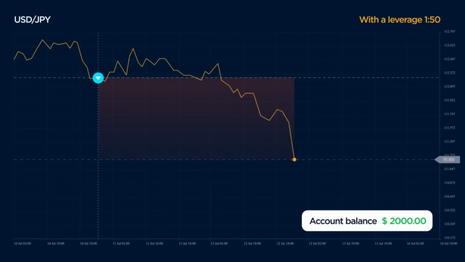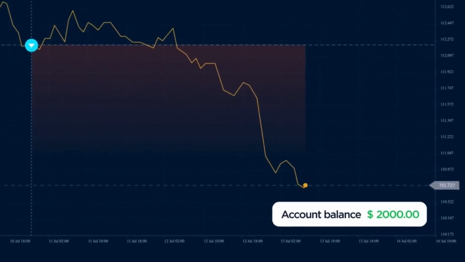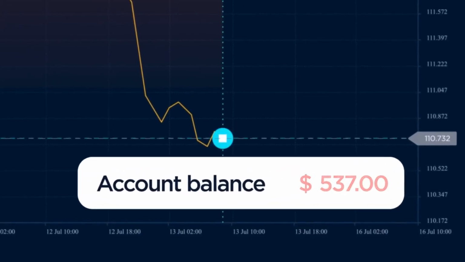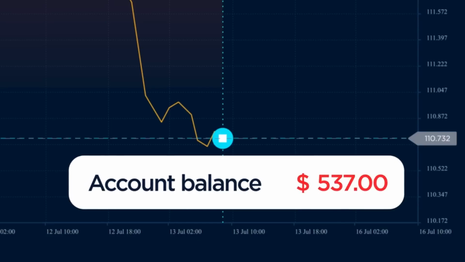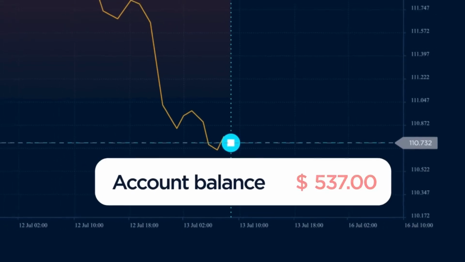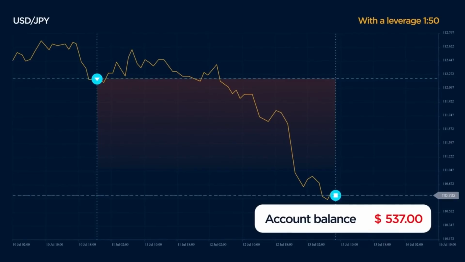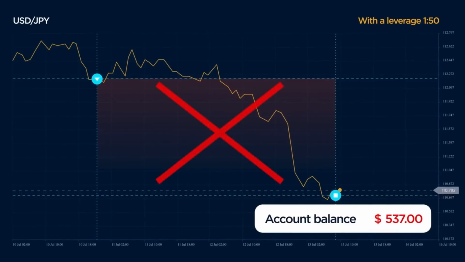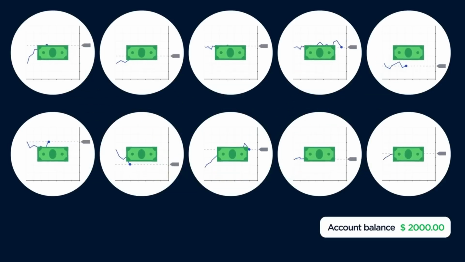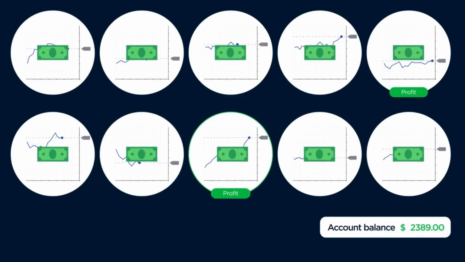If you lose 161 pips in your US dollar, Japanese yen trade, you lose $1,463 and your balance drops to $537. Using high levels of leverage, you can quickly double your trading account balance, but you can equally fast run into the opposite result and reduce your trading funds to zero. That is why you should not invest a substantial part of your balance into one trade, no matter how much you could potentially earn. In the trading world, you often hear that leverage is a double-edged sword.